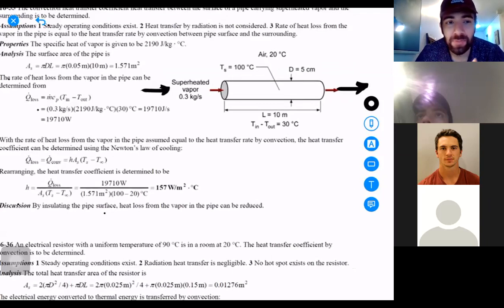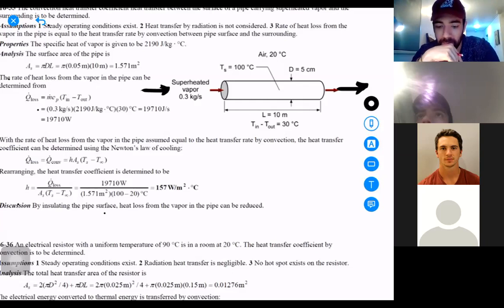So basically, the first thing to calculate here is to know how much energy this superheated vapor is losing throughout my pipe. That energy, that amount of heat, should be equal to the convection heat transfer that the pipe is transferring to the surrounding air.